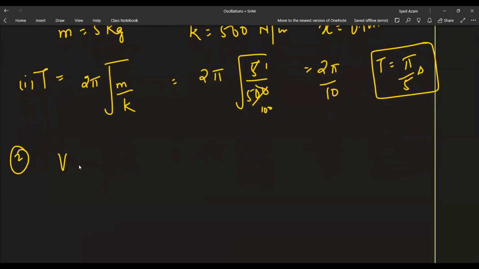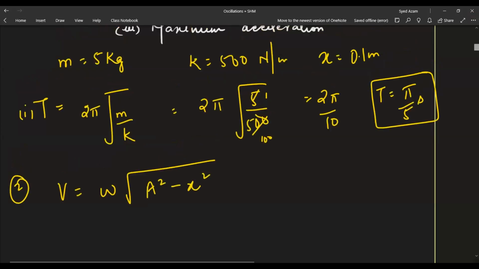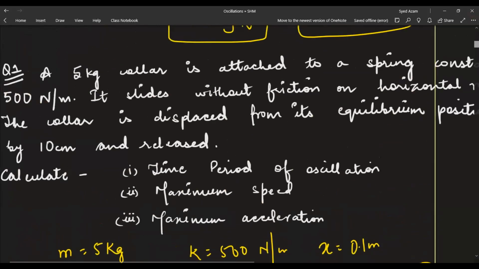Okay, class. So for the speed, now position is given. So we should use this equation, under root a square minus x square, for the velocity. See, right now what it is saying is maximum speed. So it is displaced from its mean position by this much distance, right?